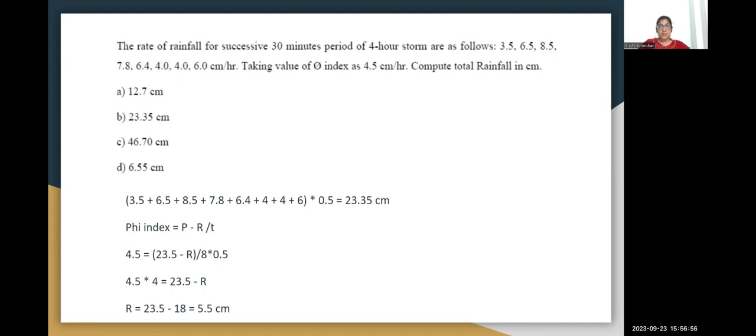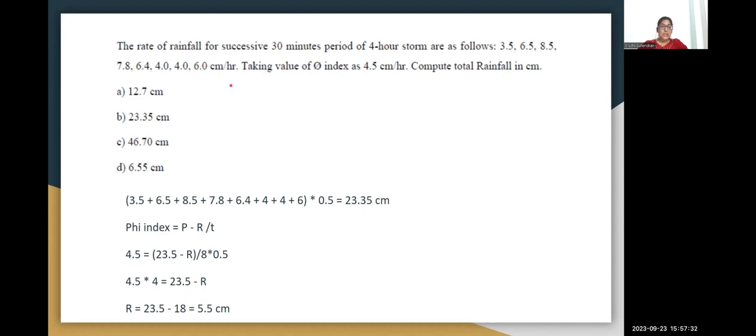Then there is another question used for calculating the rate of rainfall for successive 30-minute periods of a 4-hour storm. They have given the rainfall values in terms of centimeter per hour and also the phi index value, and they have asked you to find the total rainfall. So in order to do this, you have to add all of the rainfall values, which are given in terms of intensity, and then convert to centimeters, because the answer here is in centimeters. Here the intensity of rainfall is given, not the depth of rainfall.